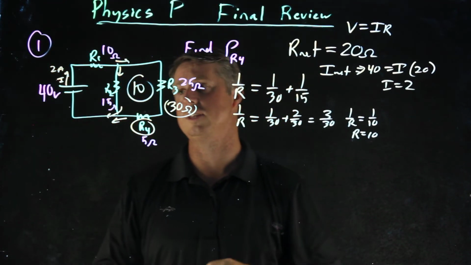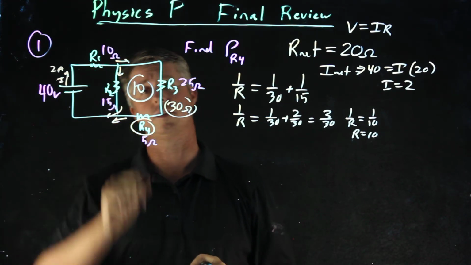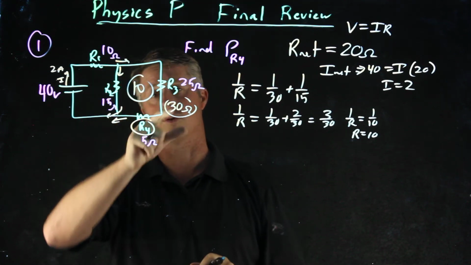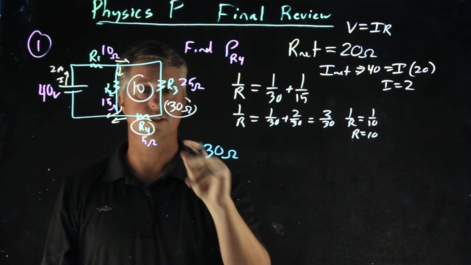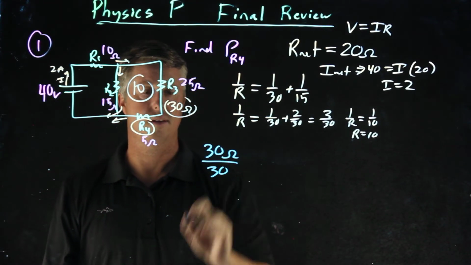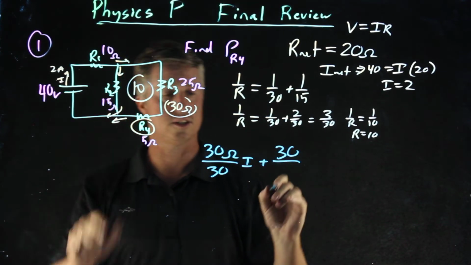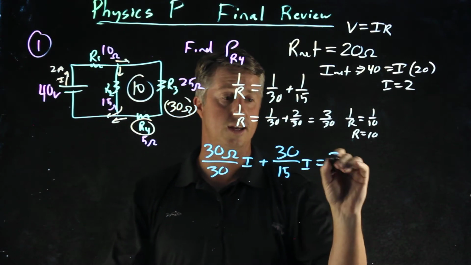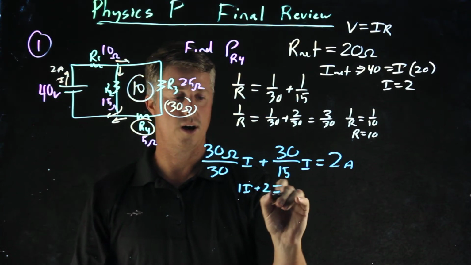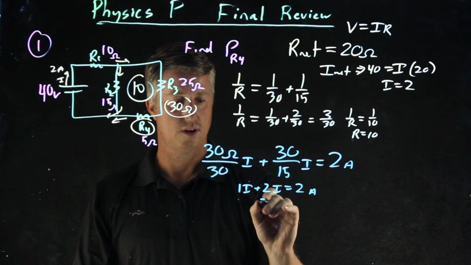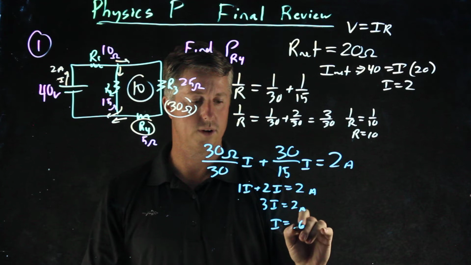Now my next issue is these amps are going to split. And when they split, more of them are going to go the R2 branch because the traffic or resistance is less. Less will go that way. I need to know that split. The rule I taught you is take the largest resistance, in this case it's 30, and divide by itself times I plus the largest divided by the other branch. In this case it's 15 times I is equal to I net, which in this case is 2 amps coming in here. So 1I plus 2I equals 2 amps. 3I equals 2 amps. I equals 0.67.